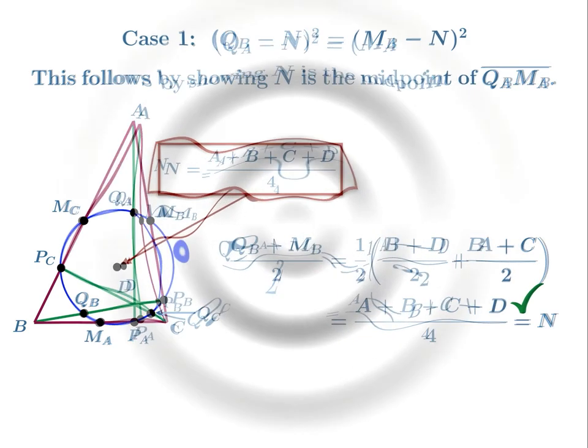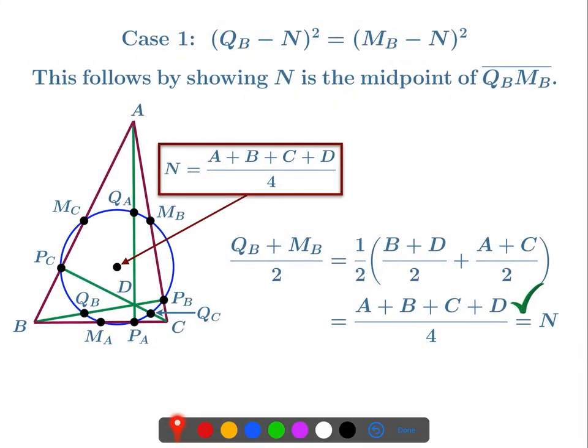So I'm just going to go ahead and change everything here. I just change the letters around. I want to show here that N is the same distance to QB and MB. And again, I'm not going to go through this in detail, but you just do the exact same thing. You rewrite QB with B plus D over 2 because QB is the midpoint of BD. You rewrite MB as A plus C over 2 because MB was the midpoint of AC. And then that will be the same thing as this, which is N.